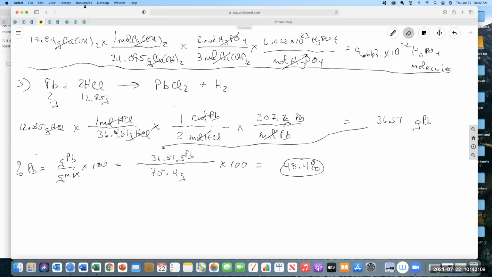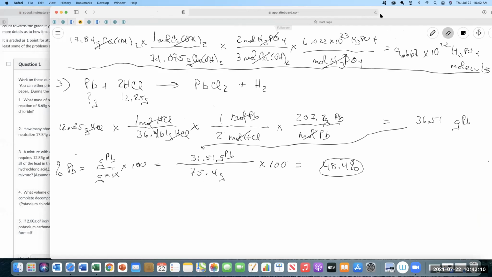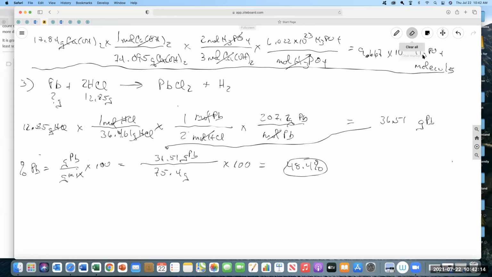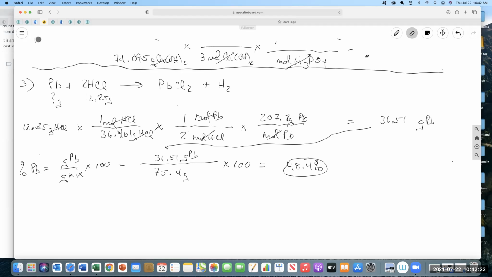All right, questions about number 3? Yeah, I had a real quick question, Professor. When you wrote out the equation and you didn't have any of the moles or anything like that, you mentioned that you knew that the H had a 2 at the end of it. How did you know that?